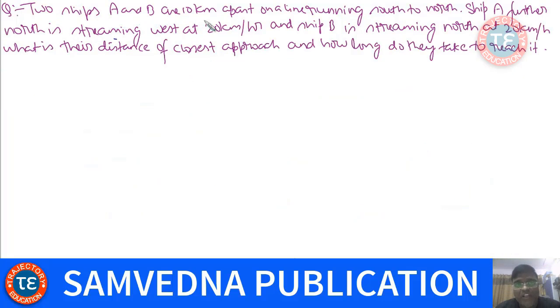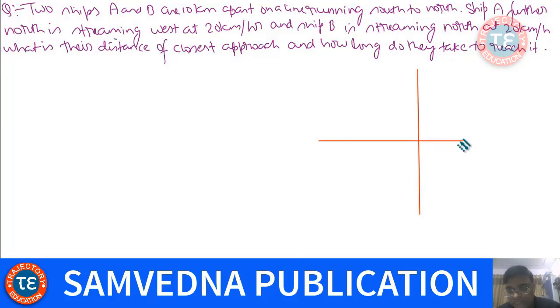Alright, see this question. Two ships A and B are 10 km apart on a line running south to north, and ship A, further north, is steaming west at 20 km per hour and ship B is steaming north at 20 km per hour. What is their distance of closest approach and how long do they take to reach it?